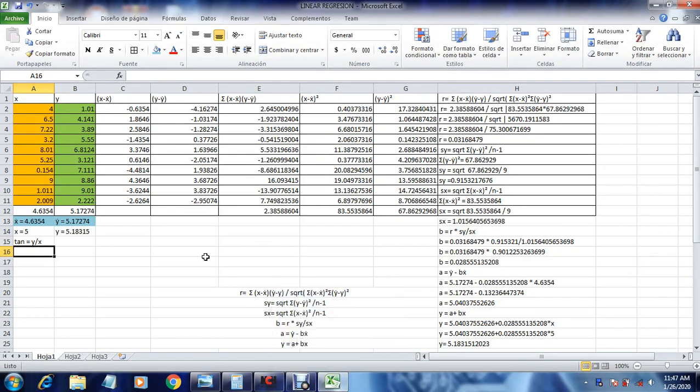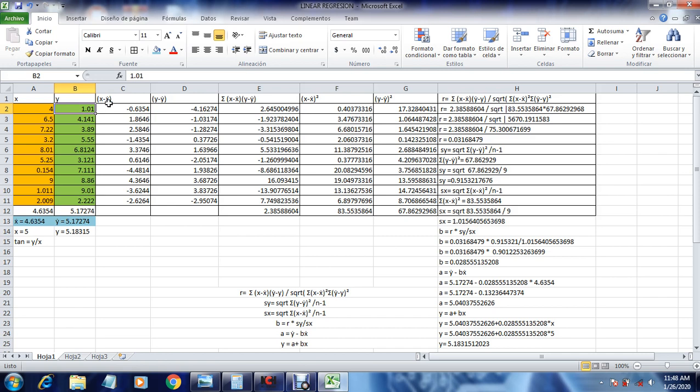Hello, this tutorial is about creating linear regression with Excel. This is with the purpose to introduce Python machine learning. We have created this table with y and x values.